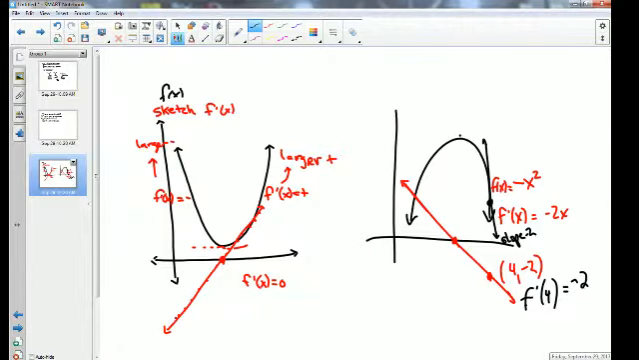Okay, so you have just mapped all the possible slopes of this function. That's all you're doing.